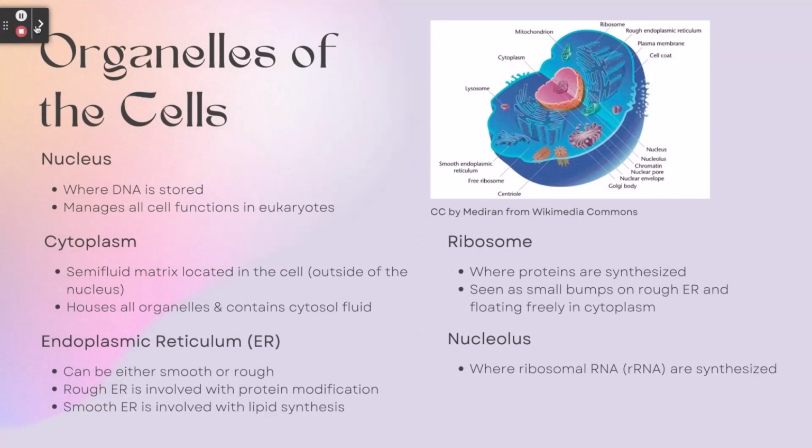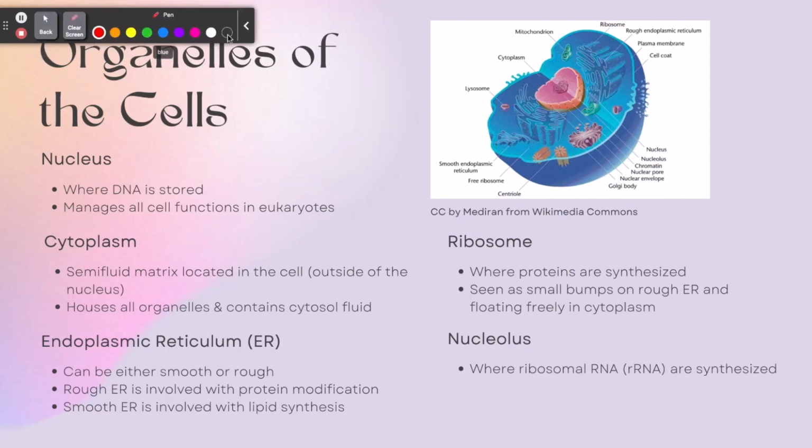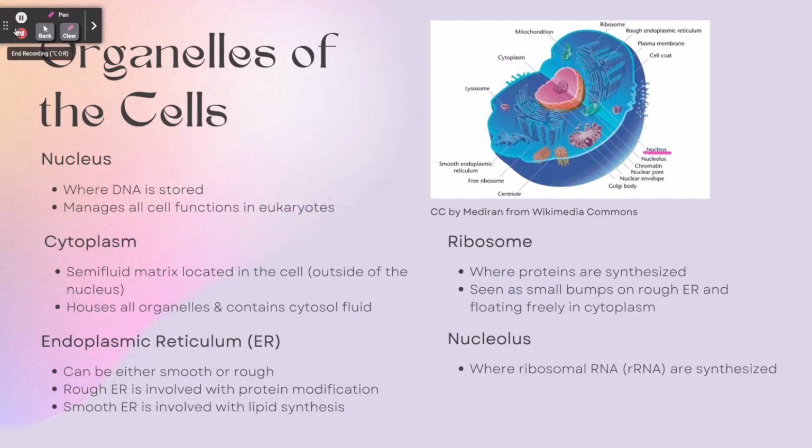So to start off, we have here the nucleus, which is right here. Let me do a different color so that it can stand out. Let's do it in pink. So the nucleus is right here. Let me clear that. We can keep track. So the nucleus is where DNA is stored, and it manages all cell functions in eukaryotes.